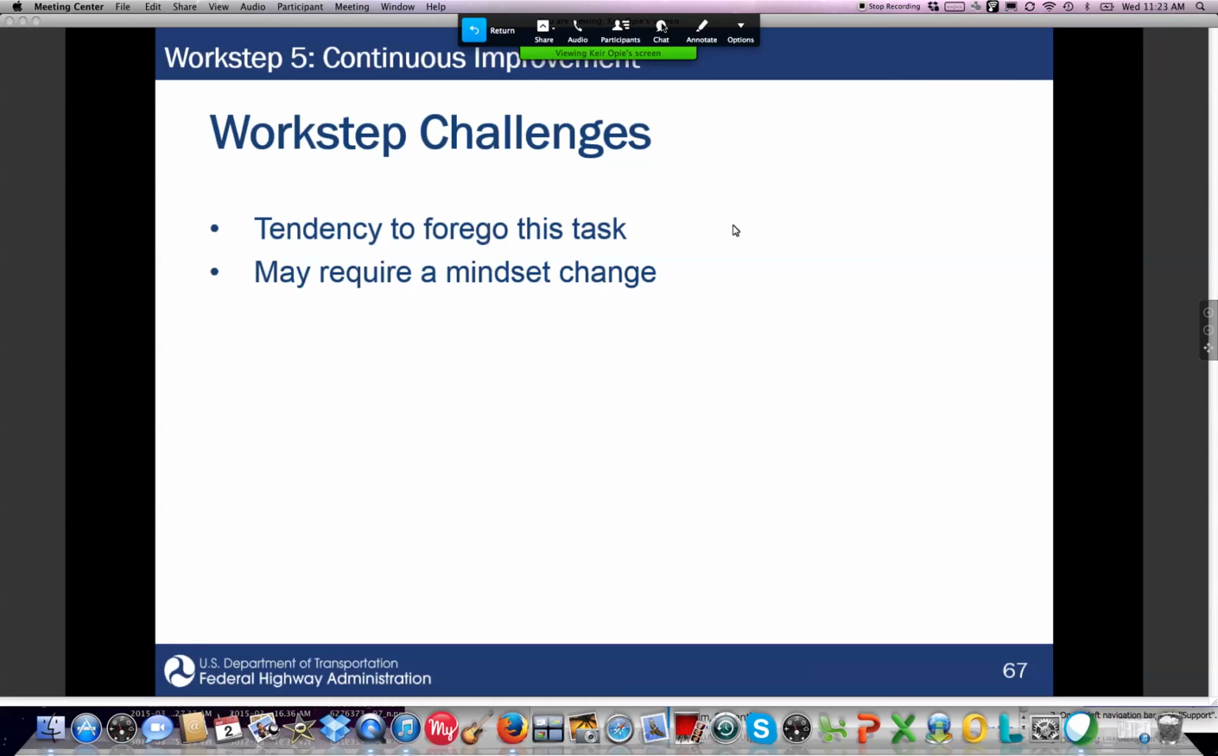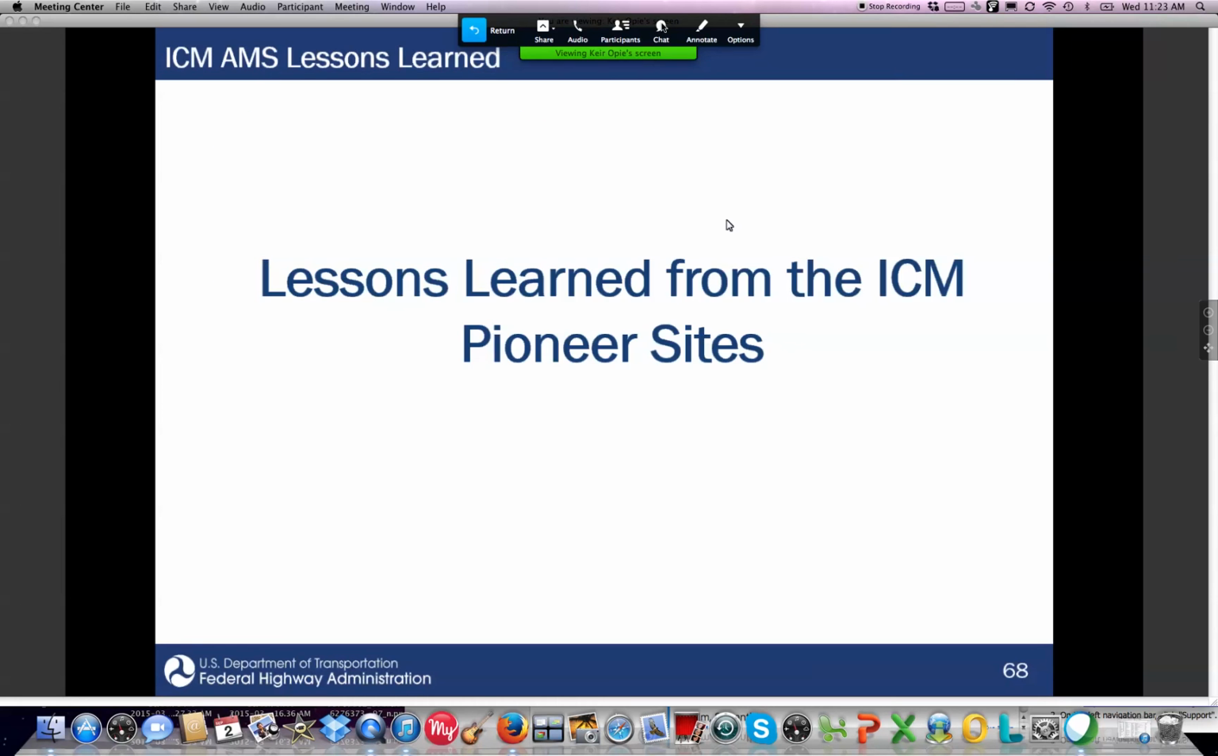challenges, and we often don't think about it. And it's at the end of the process, and we don't necessarily think about it. But again, it may require a bit of a mindset change as to how we think about the tools that we develop, and to make sure that they're capable of moving forward with us in the future.